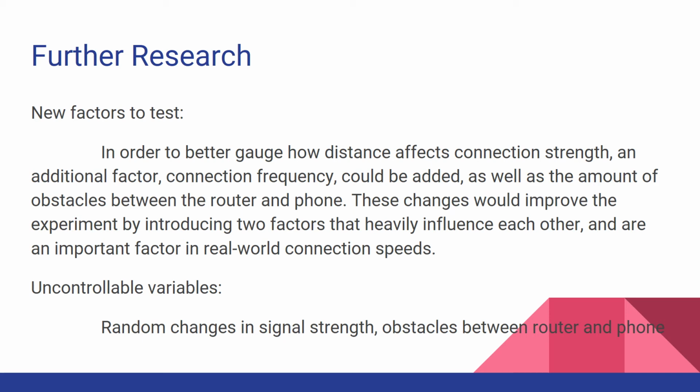Some variables we would not be able to control would be random changes in signal strength just due to the router and electricity, and other obstacles between the router and phone.